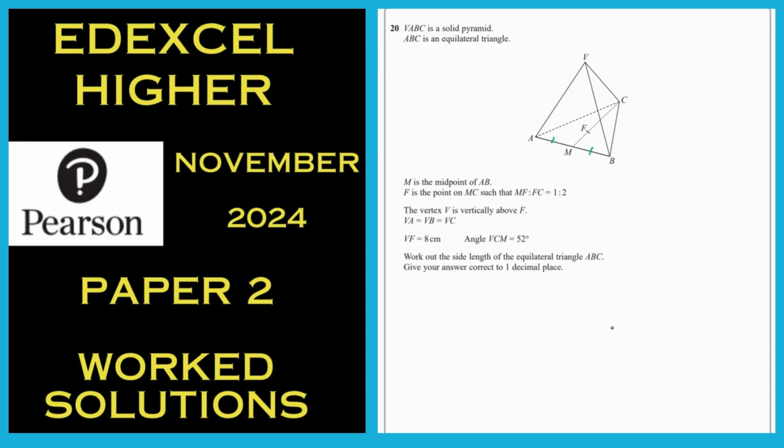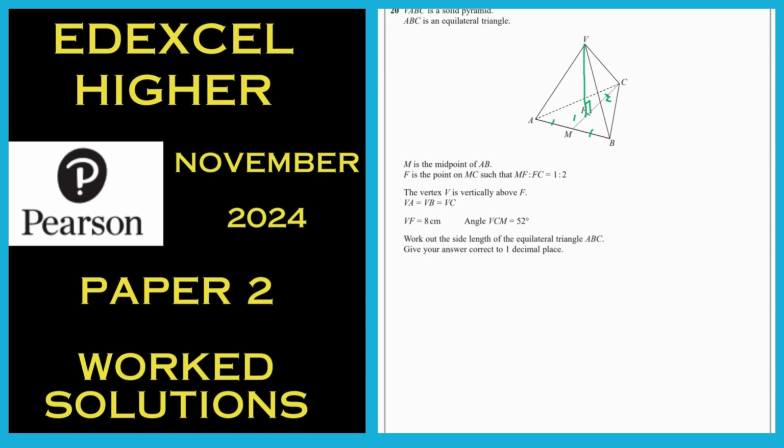F is the point on MC such that it's 1 to 2. That's a third of the line, and that's 2/3 of the line. That'd be fine as well. The vertex V is vertically above, so I'm going to draw that in. That being vertical is giving us a right angle there. Okay, that's the first key step for me, because that starts to give you your first right angle triangle.